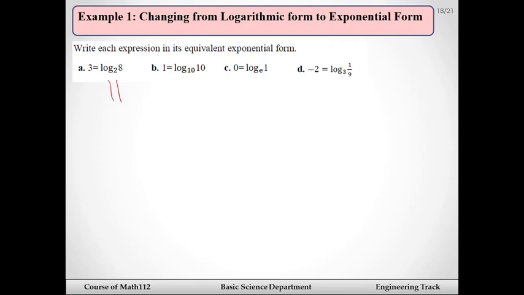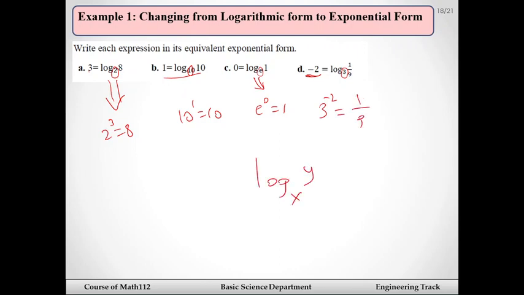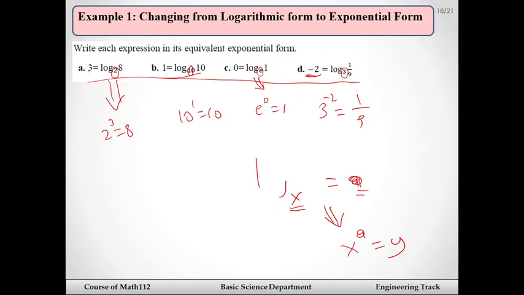Now, how can we write them in exponential form? So it means 2 cubed is 8. What does this mean? 10 to the first power is 10. E to 0 is 1. Like this is the base. And the log always gives the powers. So 3 to negative second power is 1/9. So if I write this one, okay, it's a challenge. Now, from here, it's easy to find out. So how can you say this one? What is this? This is x, the base. This is the power. A is equal to y, okay? So don't forget this.